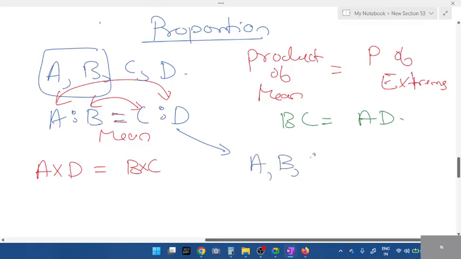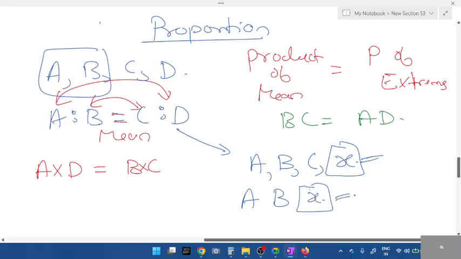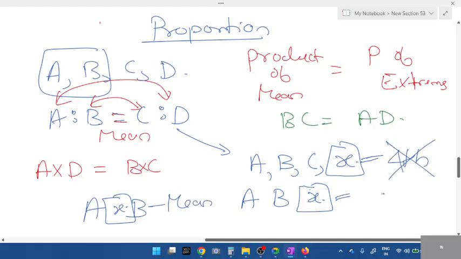Now, in this product of means and extremes, A, B, C values will be given. Three terms will be given. The fourth term is missing. The fourth term you have to take as x. We need to find the value of x. Next, A, B will be given. C is missing. We need to find the third term, x. Only two terms may be given. They'll tell you to find the middle value, x. This is mean proportion. So here the fourth term is missing, there the third term is missing, and here the mean is missing. For these three, we have three different formulas.